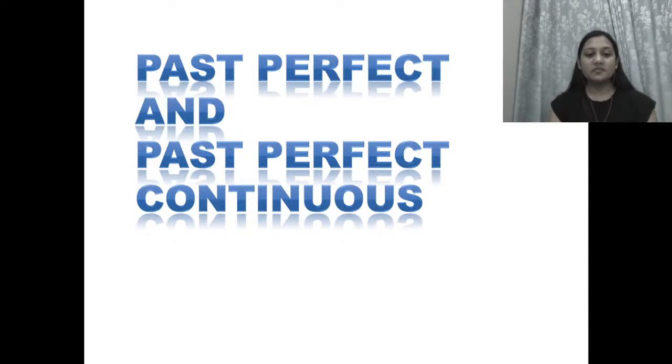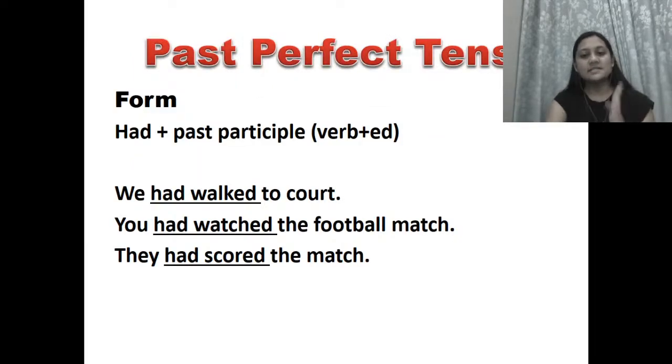Now, past perfect and past perfect continuous tense. First of all, we will discuss past perfect tense. इसका फॉर्मेट क्या है, ये फॉर्म कैसे होता है? Had plus past participle, right? But with present it was have or has. We had walked to court. You had watched the football match. They had scored the match.